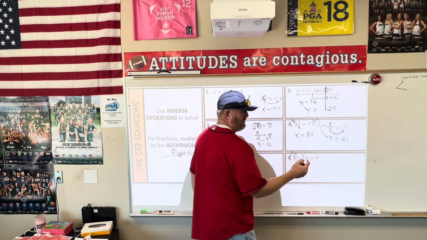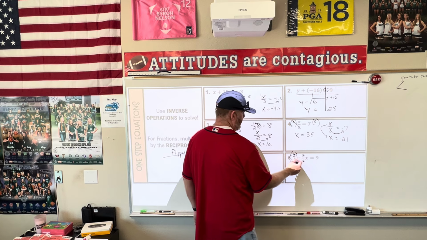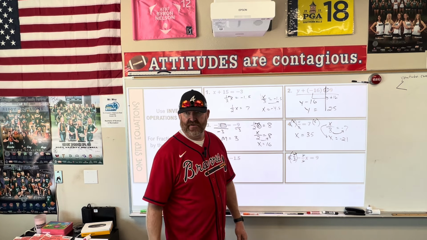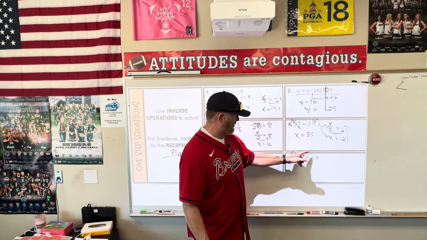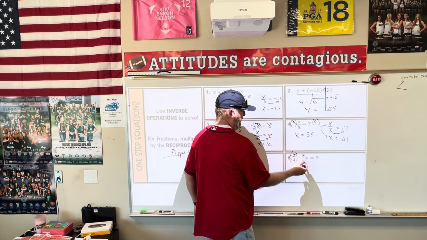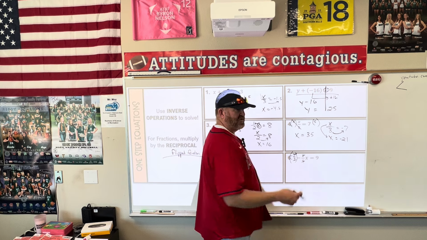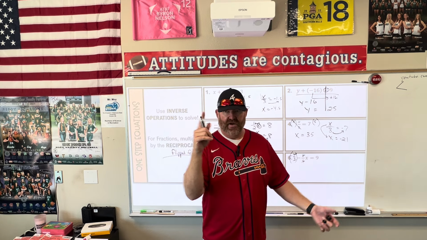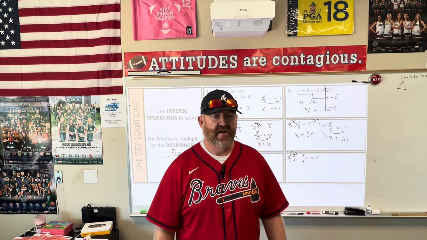Because what that does, you guys remember cross canceling? Remember that from middle school? The 4's cancel out, the 3's cancel. Because think about it. What's 4 times 3? 12. What's 3 times 4? 12. What's 12 over 12? 1 and 1. It just cancels out. Okay, all right, here we go.